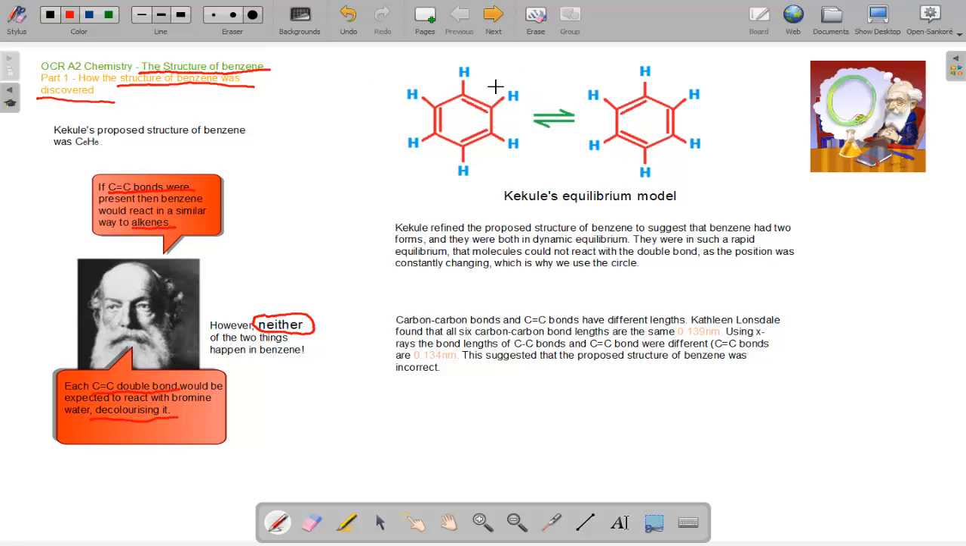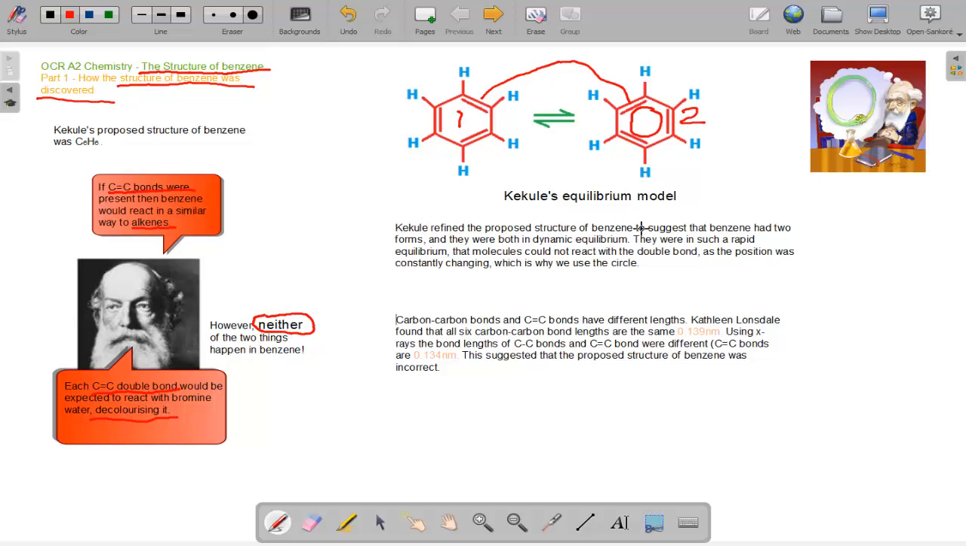So he came up with his equilibrium model, which stated that the double bonds were in constant equilibrium, and they were in different positions all the time. So it's better to use the circle to represent that the delocalized bonded electrons are going round and round, always in a constant state. But he first proposed that they were always in state 1, this one, or state 2, this one.